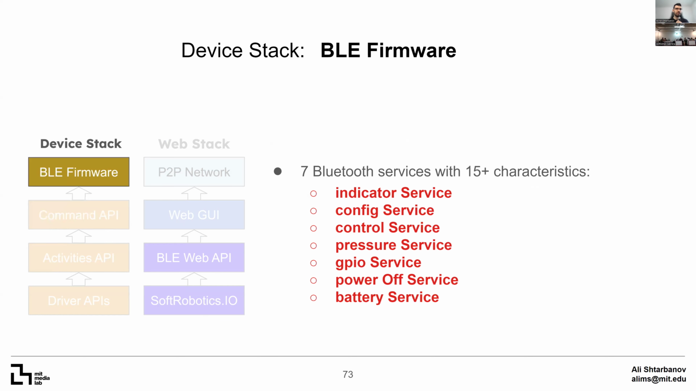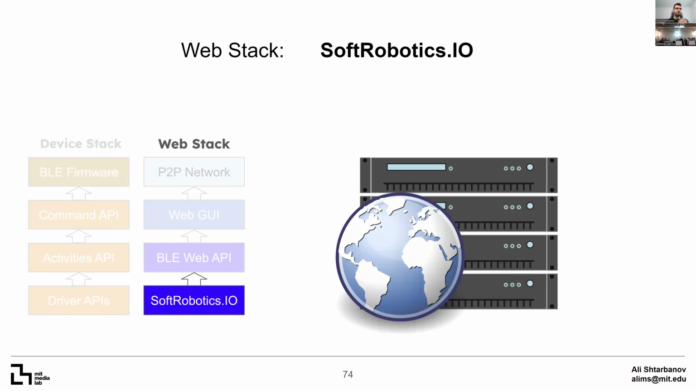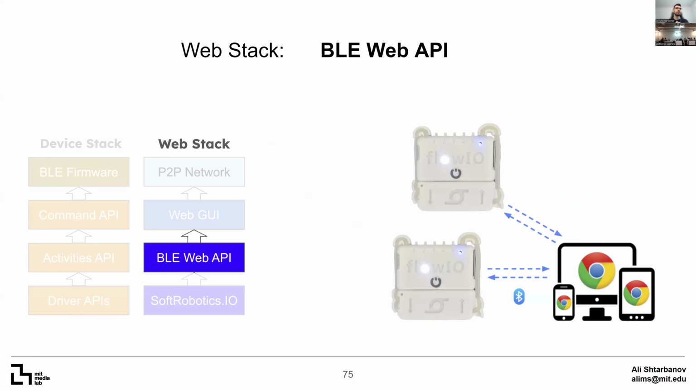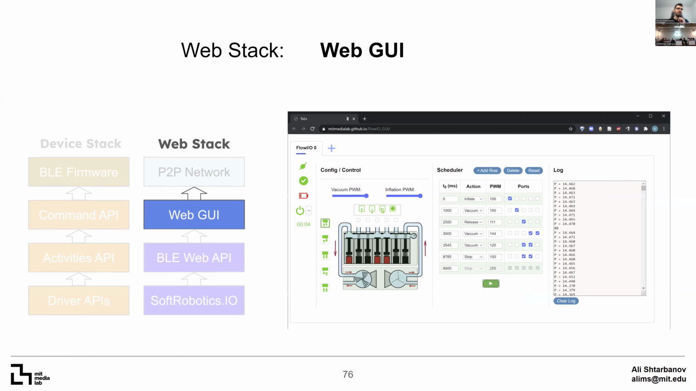The fourth layer is BLE firmware, where all of the features of the FlowIO device are abstracted into a set of 7 Bluetooth services with 15 different characteristics. And then the web stack also has 4 layers. It is hosted on a web server and is accessible through the softrobotics.io website. Layer 2 is a JavaScript-based web API implementing Web Bluetooth and allowing connection to FlowIO directly from your web browser. And a unique feature of this layer is the ability to control multiple devices simultaneously, up to 7 of them. Layer 3 is a web-based graphical user interface.